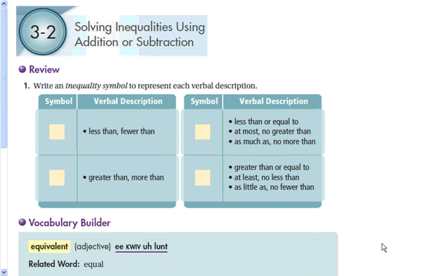Hey class, this is lesson 3.2. The objective is to use addition or subtraction to solve inequalities.